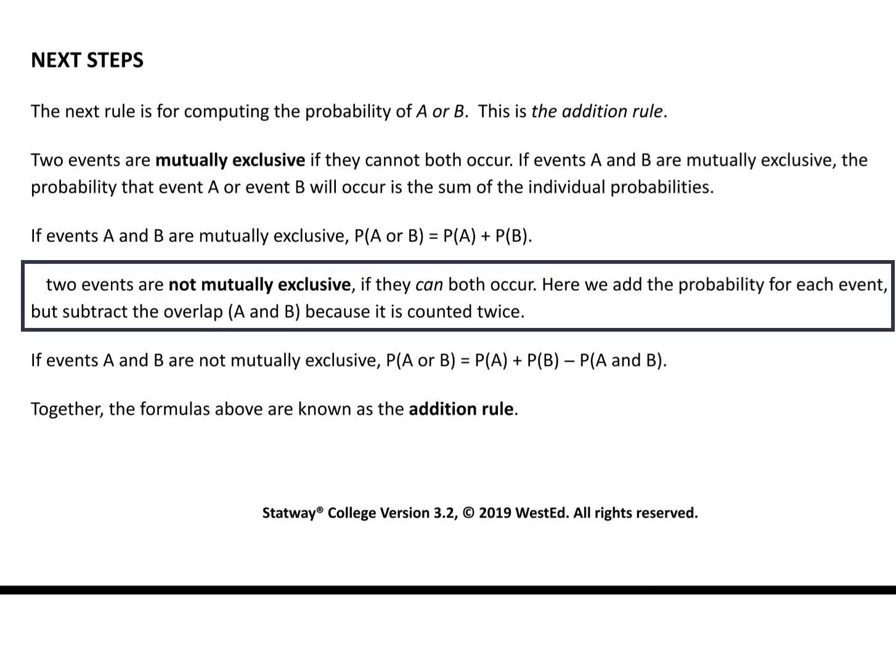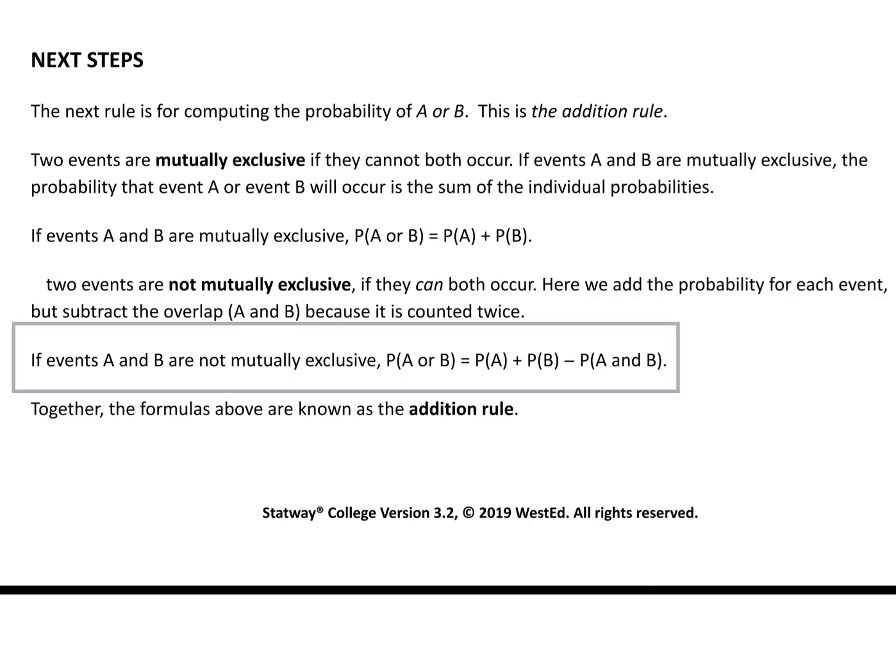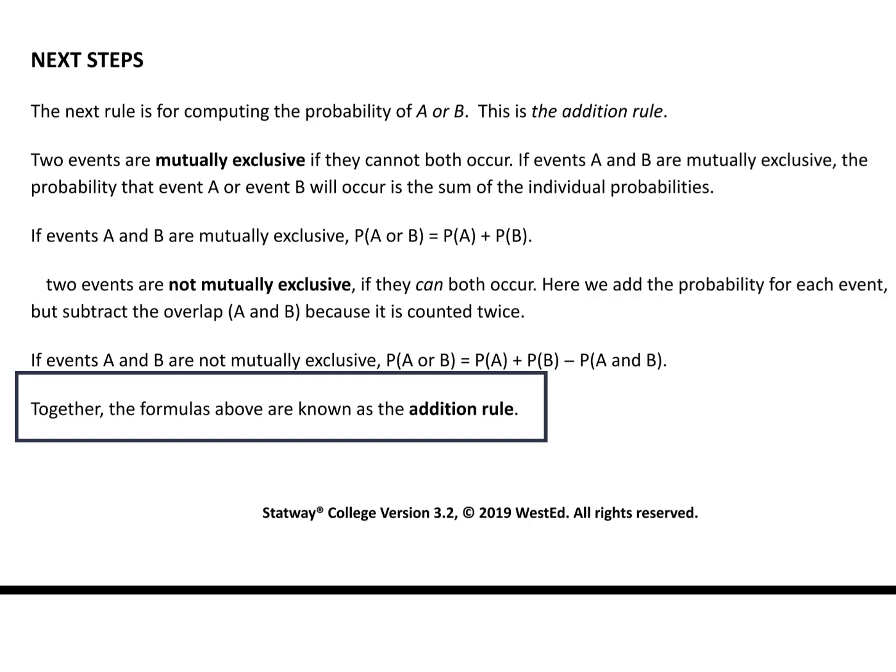Two events are not mutually exclusive if they can both occur. Here we add the probability for each event, but subtract the overlap, A and B, because it is counted twice. If events A and B are not mutually exclusive, then in mathematical notation, P of A or B is equal to P of A plus P of B minus P of A and B. Together, the formulas above are known as the addition rule.